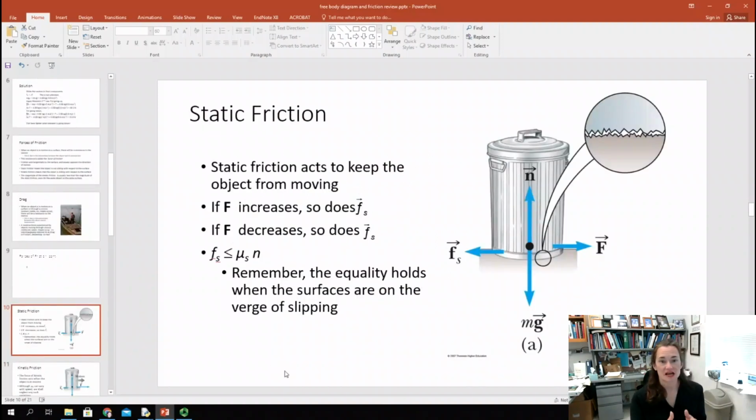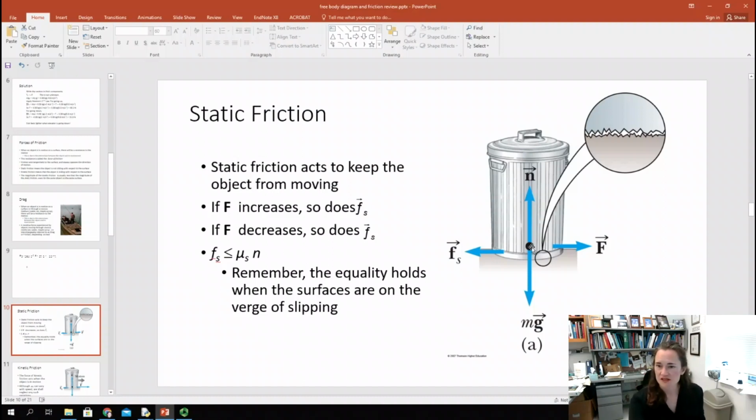Okay, so static friction acts to keep the object from moving. If your force increases, so does the static friction, up till it reaches that threshold at which motion will occur. Okay, motion will occur. So that's why the less than or equal to sign, the force of static friction will be less than or equal to the coefficient of static friction times that normal force. And the equality only holds when the surfaces are right there on the verge of slipping.